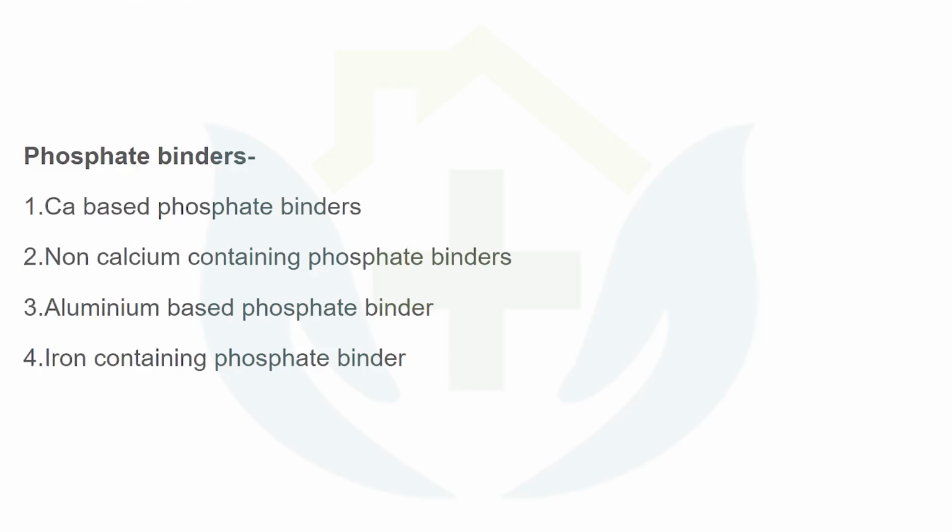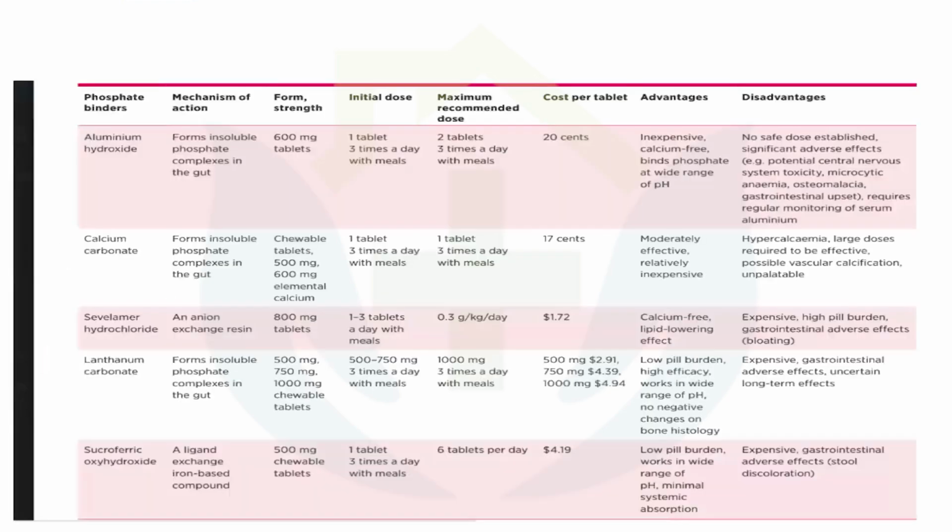Calcium containing phosphate binders, the major two drugs we use are calcium carbonate and calcium acetate. Non-calcium containing phosphate binders include sevelamer carbonate and lanthanum. Aluminium containing phosphate binders, we no longer use aluminium hydroxide, and iron containing phosphate binders, we have sucroferric oxyhydroxide and ferric citrate. So briefly about the different phosphate binders.